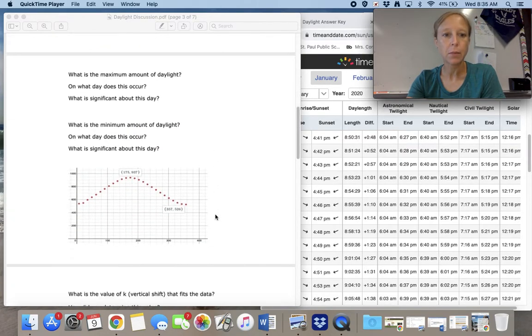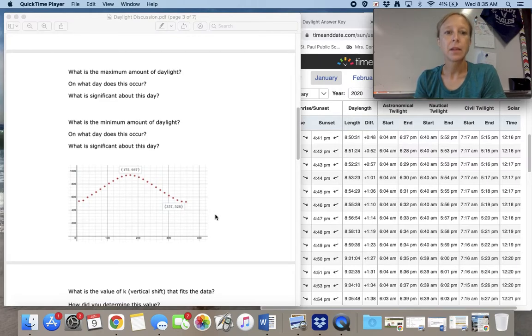And then you ended up with a scatter plot. Let's look at some of the questions that go with this scatter plot. The first thing you want to consider is what is the maximum amount of daylight and the minimum amount of daylight. I can see that the maximum is happening somewhere around day 175, and the minimum somewhere around the end of the year, 357.